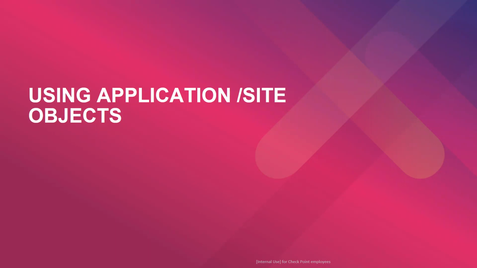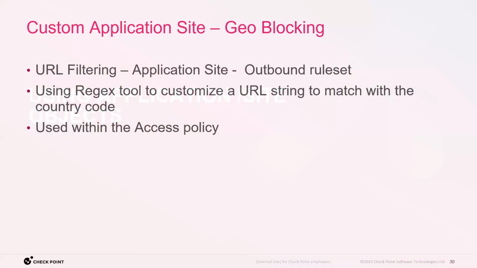And that's what we're going to use, the application site or the custom application site. So what does this do for you? It works with the URL filtering blade. It is outbound rule set only. And the way that we do it is we have to put a regular expression in. We have to create a string that will identify a URL with that country code in it. And what we use is a regex tool to customize that URL string so that it will match for that country code. And it's all done within the access policy.